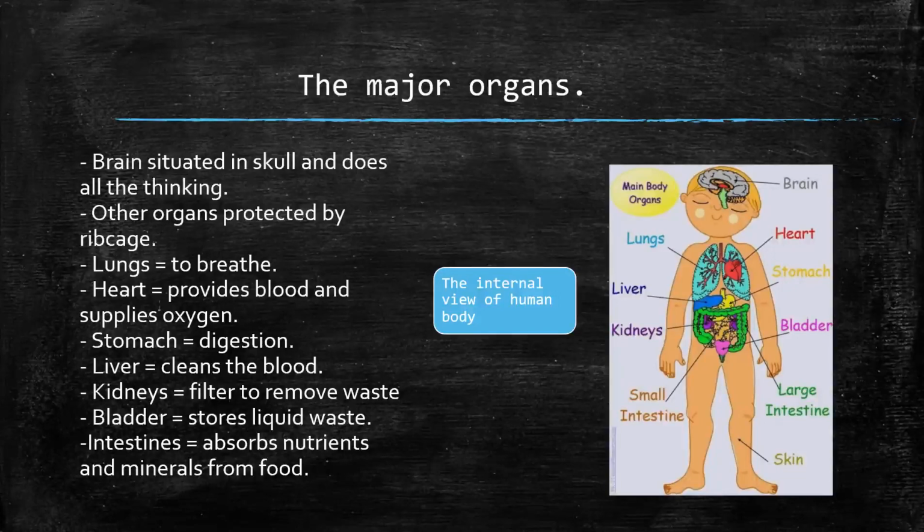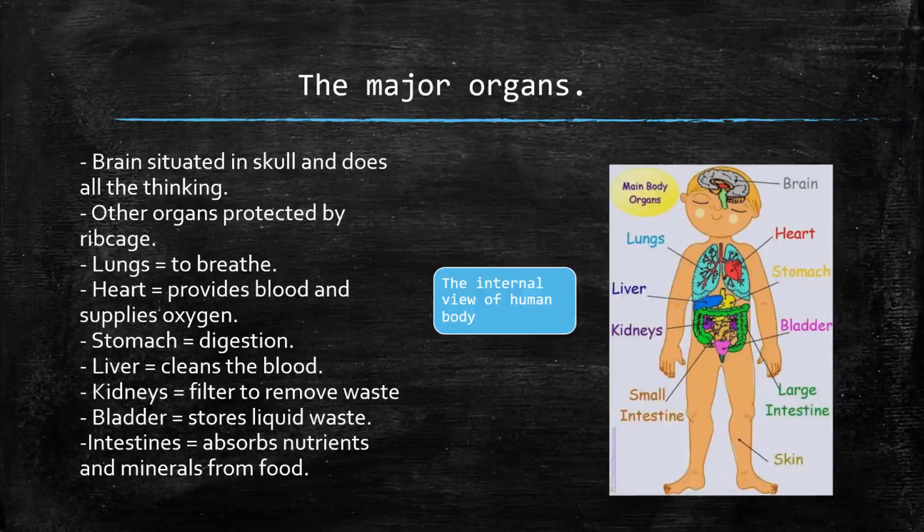These are lungs. Lungs are basically used for inhaling and exhaling. This is our stomach. It is used for digestion. This is our liver. The liver cleans the blood. This is the bladder. The bladder stores liquid waste. These are bean-shaped kidneys. Kidneys are the filter that removes the waste.